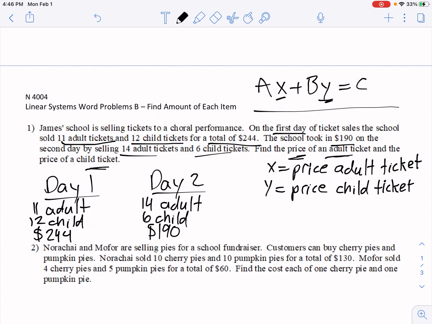So when we're talking about this situation here, if I want to start to write my equation, if x represents the price of the adult tickets, for day one I would start with 11 adult tickets times how much it costs per adult ticket, right? Well, we don't know how much it costs. All we said was that x represents the price of the adult tickets. So it'd be 11 times x, whatever x happens to be in terms of the price for the adult ticket. Now, go back to the movie situation.